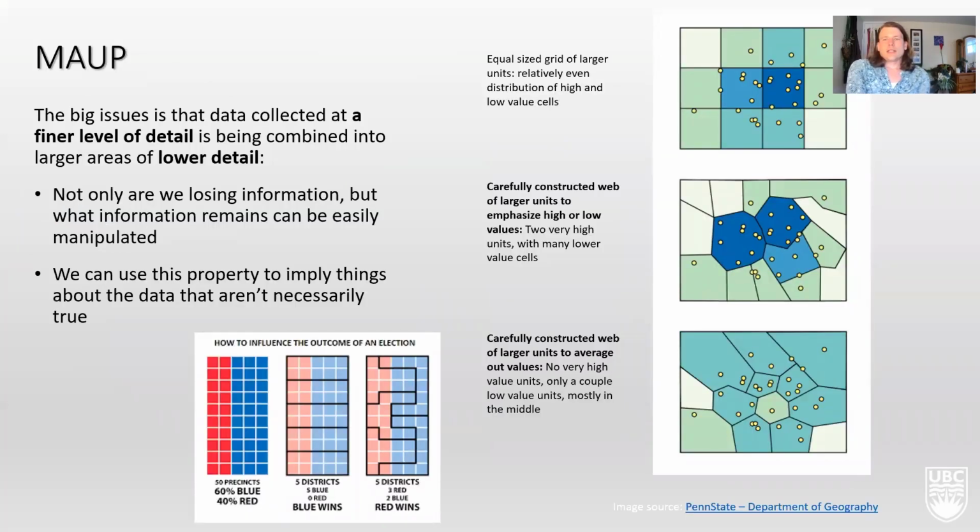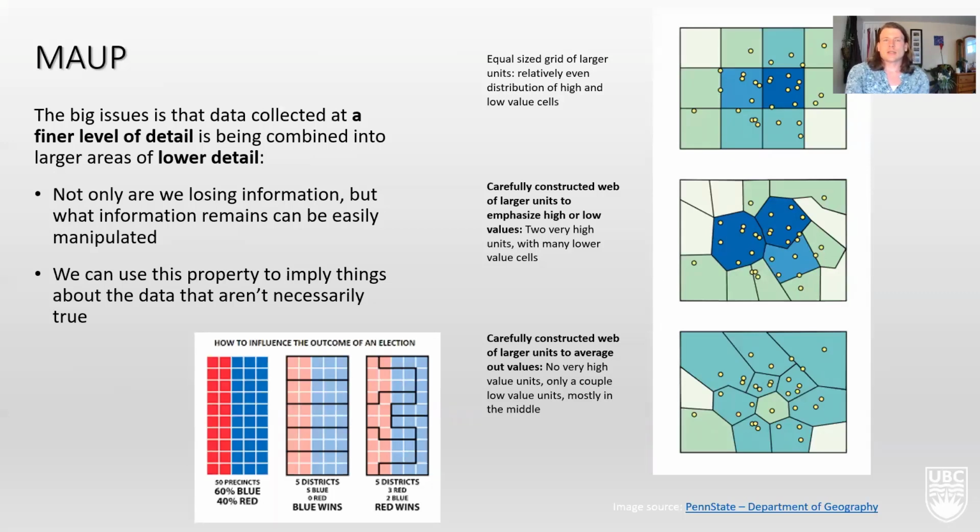And so this has very meaningful real-world consequences, and it can also be exploited to work to a certain end. So the big issue is that data is collected at a finer level of detail, but it's being combined into larger areas of lower detail. So not only are we losing information, but what information remains can be very easily manipulated based on how we choose to draw those boundaries. So we can use this property to imply things about data that aren't necessarily true.